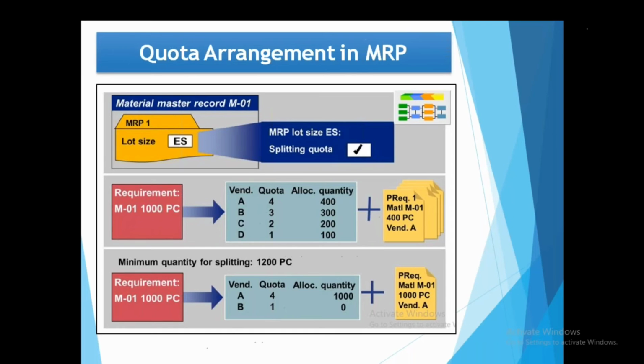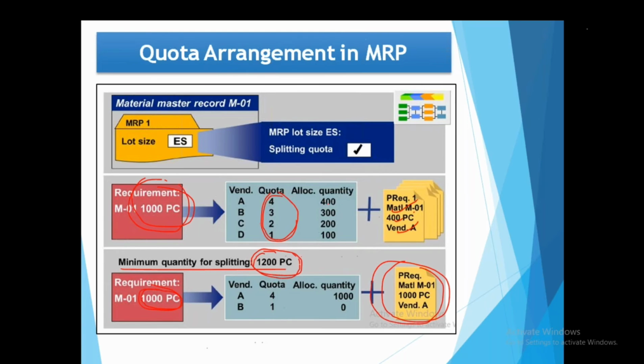Suppose let's say your requirement is 1000. If there is no minimum quantity for splitting maintained, then the system will do the splitting as per your requirement, as per the quota, as per the percentage. But if you put minimum quantity for split as 1200, and your requirement is only 1000, then the system will not do any split. It will select only one vendor. That's all. It will not do any split.